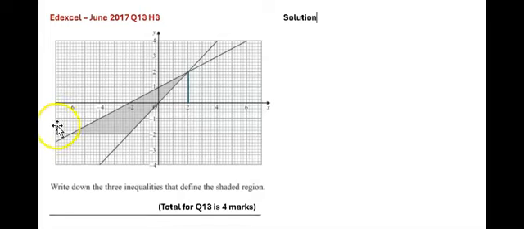For the first one, we have a line parallel to the x-axis, situated at a distance of 2 units from the origin. So the equation of that line is y equals minus 2. For the second line, we have a line that goes through the origin and through all the points where x and y are equal. That means the equation of that line is y equals x.